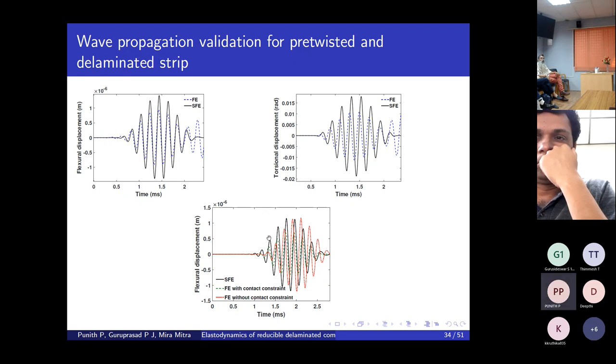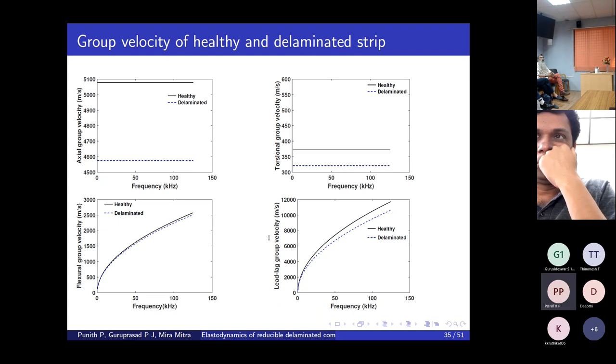And in the FE, it's important to provide proper contact constraints at the delamination zone to capture the wave response properly. Now we can create a huge profile for the group velocity or the dispersion plots for various conditions and various delamination conditions. Here I've shown it for one case, and generally we can observe a decrease in the wave velocity when there is a delamination. From these results, we can determine how much the wave velocity decreases because of the delamination and partial delamination.